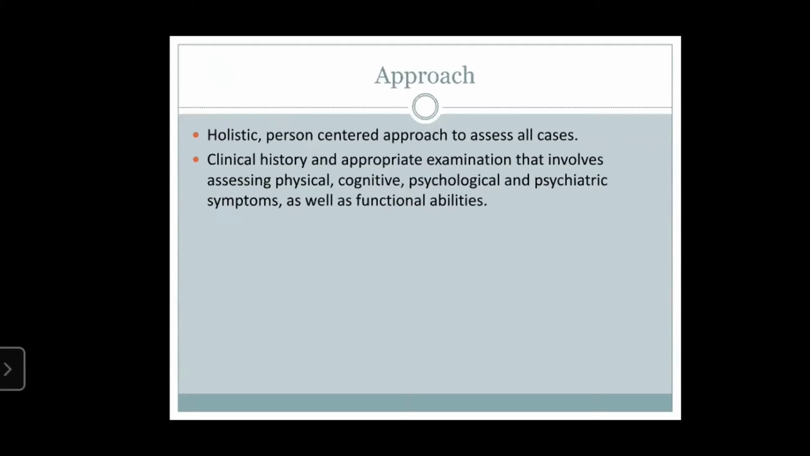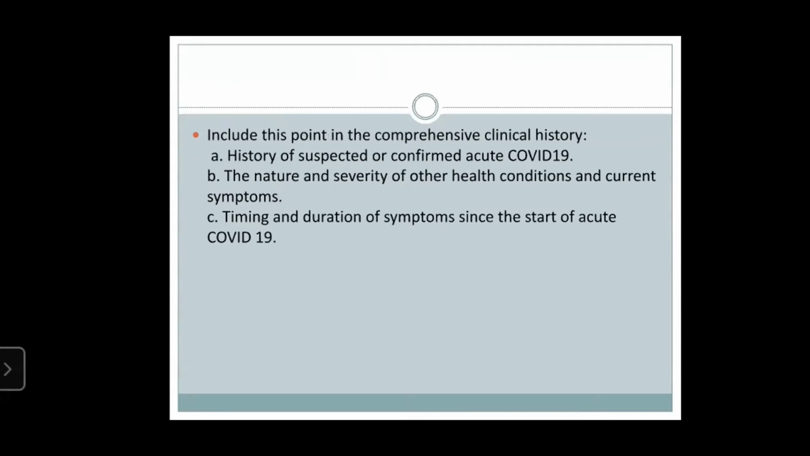And as usual, we have to know the clinical history, and examination that involves physical, cognitive, psychological, psychiatric, and also functional abilities of each patient. Okay, and please include this point in the clinical history of suspected or confirmed acute COVID-19 previously. So we have to know either they did the confirmatory test or just a screening test, and then the nature and severity of other health conditions and current symptoms. And the last one is timing and duration of symptoms since the start of acute COVID-19.